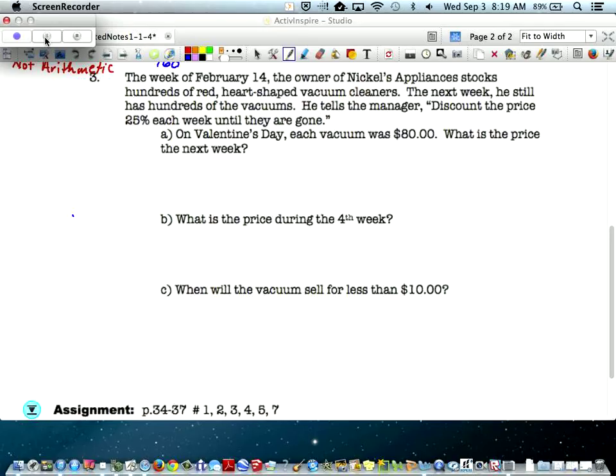The week of February 14th, the owner of Nichols Appliances stocks hundreds of red heart-shaped vacuum cleaners. The next week, he still has hundreds of vacuums. He tells the manager, discount the price 25% each week until they are gone. On Valentine's Day, each vacuum was $80. What is the price next week?